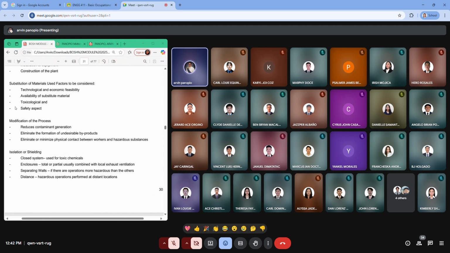Then substitution of materials, and the factors to be considered. Swap a hazardous input for a less risky one without compromising the performance. The key factors that can affect this are the technological and economic feasibility, availability of substitute material, the toxicology, and the safety profile or aspect.